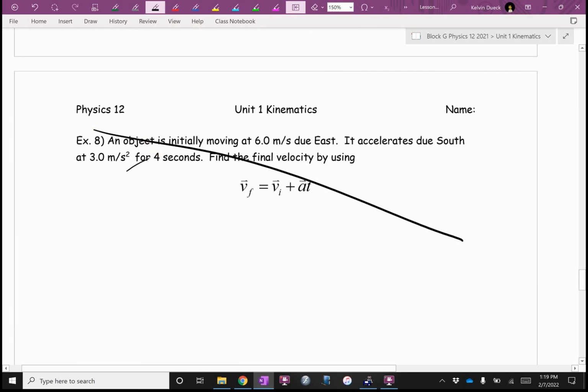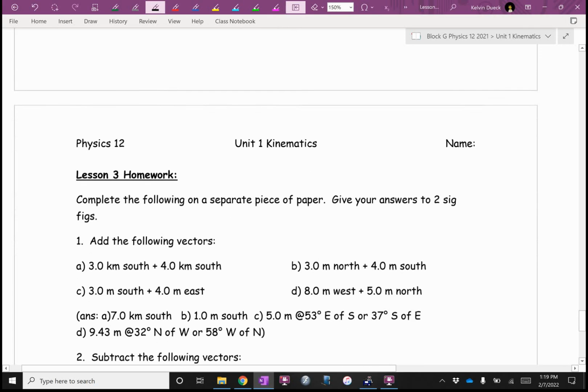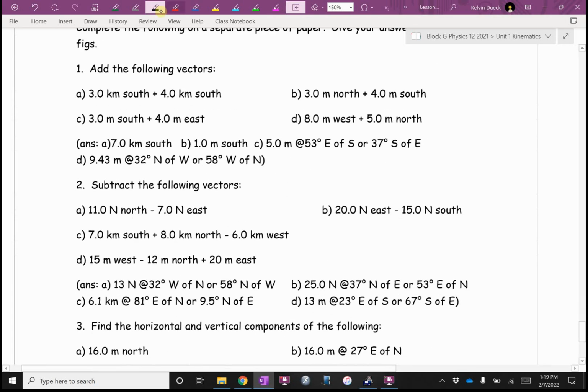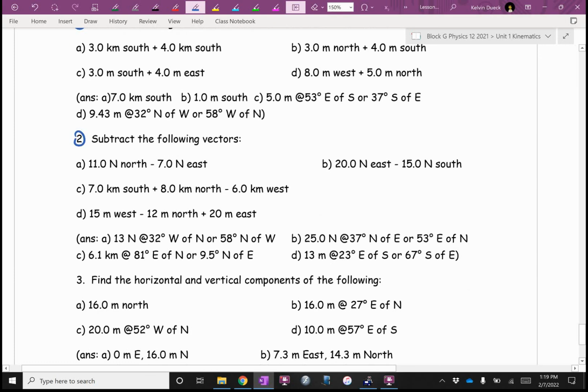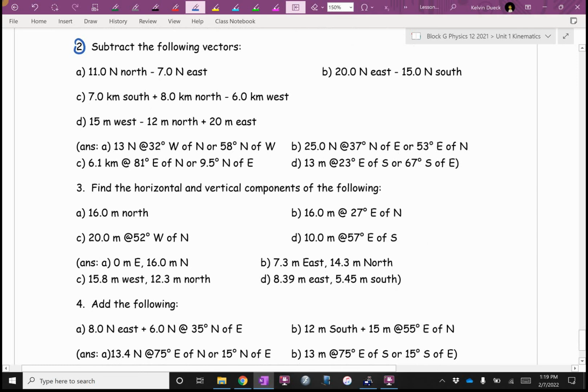Eight is cool, but I'm going to skip it because I want to give you time to work on this. So what's your homework? 1 is good. 2 is good. 3 is good. Can y'all look at 3A? It says, find the horizontal and vertical components of the following: 16 meters north. What's the vertical component of 16 meters north? What's the horizontal component? Be obvious. As a number exactly? 0. Okay. Don't let it panic you.